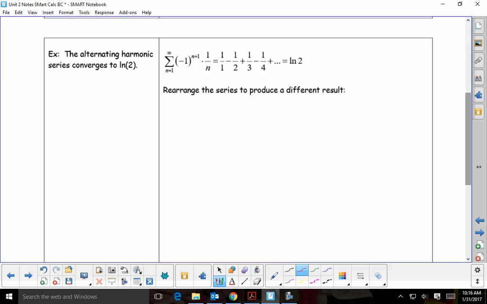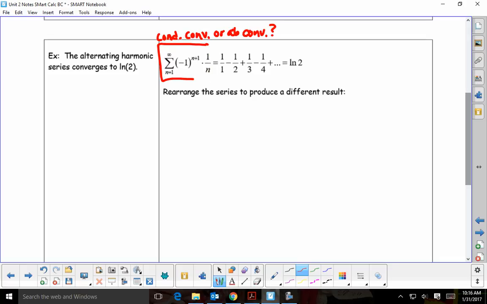Before we do that, tell me if this guy is conditionally convergent or absolutely convergent. Can you go tell me that real quick? You have plenty of space here. Go tell me what that one is. And then we'll go back to the question.